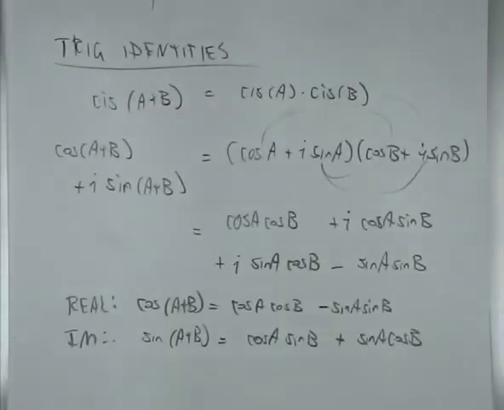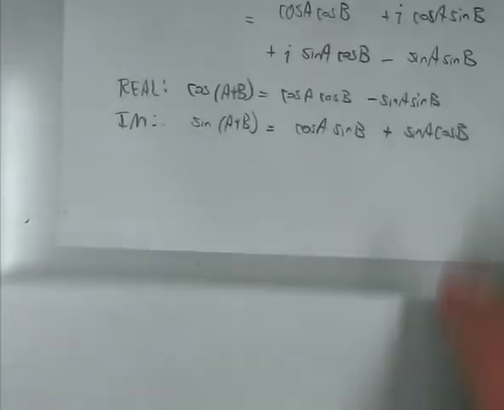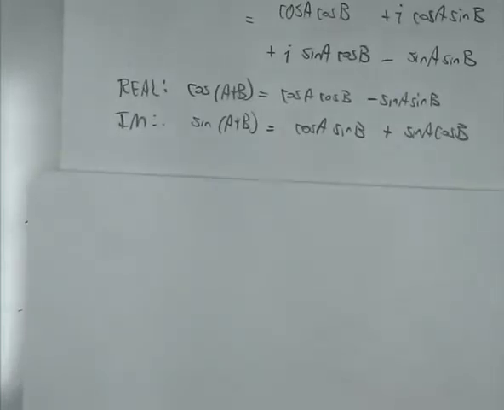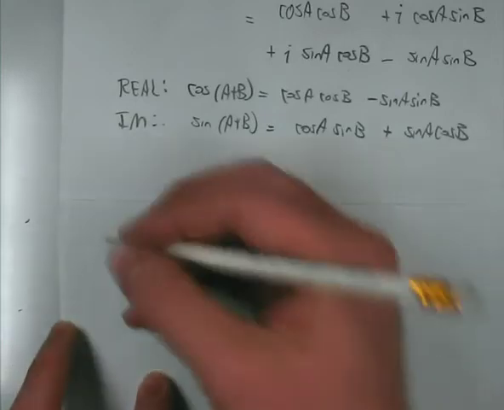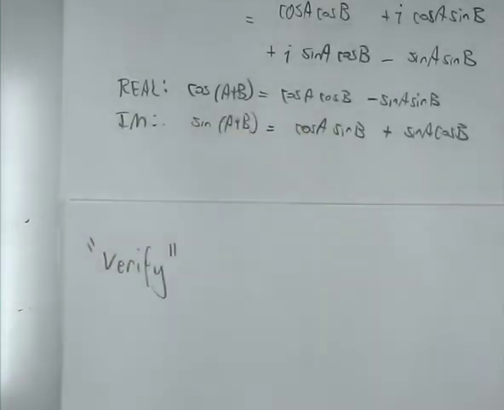So, there are two parts to trig identities, and you should remember that there are two things you could be asked about a trig identity. You could be asked to verify it, or you could be asked to prove it. Verify means sub it in and see if it works.